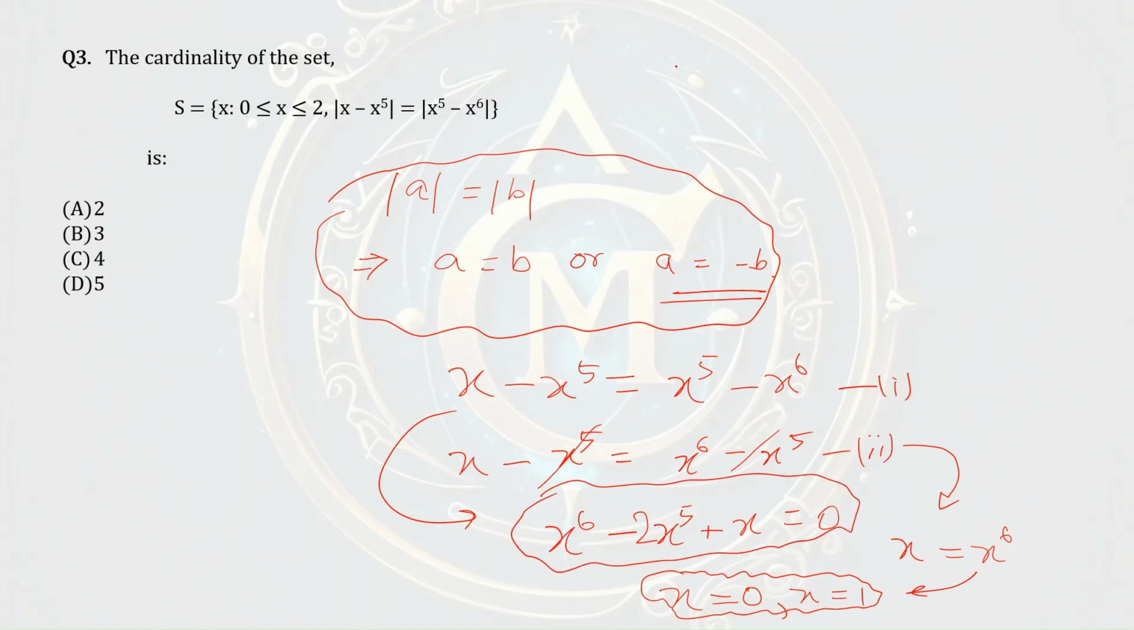Now the second part, if we factorize it, we get x times (x to the power 5 minus 2 times x to the power 4 plus 1) is 0. If we consider x is not 0, because we considered that case in the first condition, then x to the power 5 minus 2x to the power 4 plus 1 must be 0.